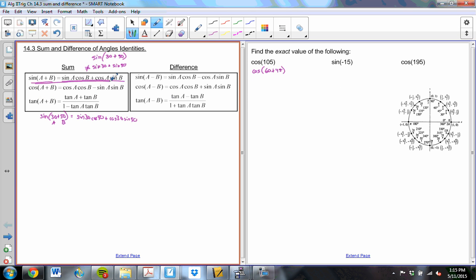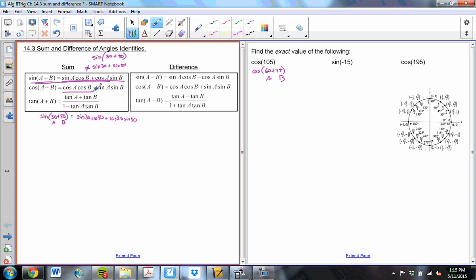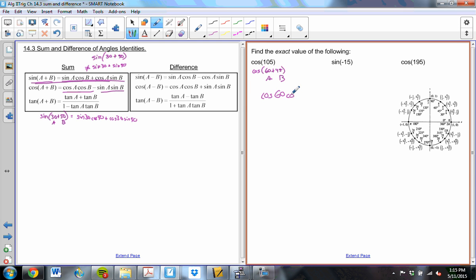Then I'm going to follow this formula. This is my A and this is my B, so cosine A, cosine B, so cosine 60, cosine 45, minus sine A, sine B, so sine 60, sine 45. Well, the cosine of 60 I know is a half. The cosine of 45 is root 2 over 2. The sine of 60 is root 3 over 2. And the sine of 45 is also root 2 over 2.